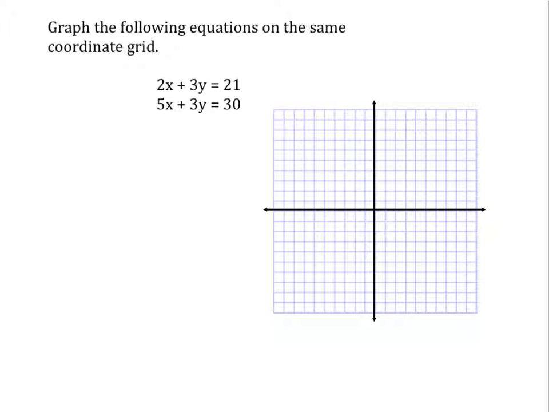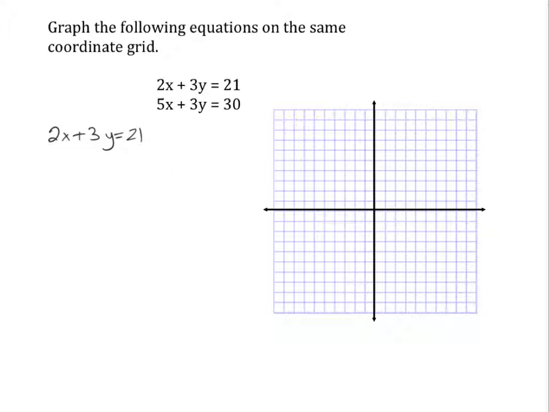Next, we're going to actually solve it. And in order to solve it, we need to find each of the x and y intercepts. So the first equation, 2x plus 3y equals 21. We are going to solve that for 0 for x. So we're going to cover up the 2x or put a 0 there.